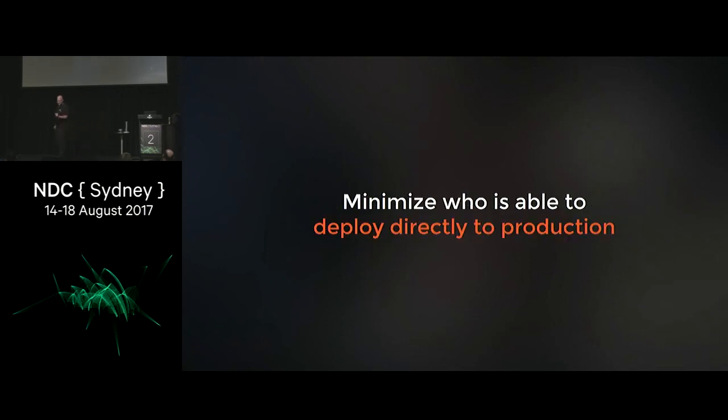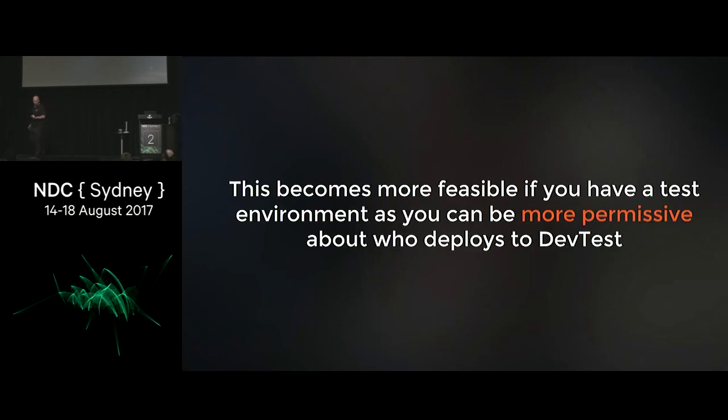Minimize who is able to deploy directly into production. And it becomes more feasible if you have a test environment, because what you can do is you set up your test environment so that developers can go and push into test, but then you've got a process about who can actually go from something that's been approved in test into production. But if you've got anybody that can deploy into production, it means that you are losing control of your production environment.